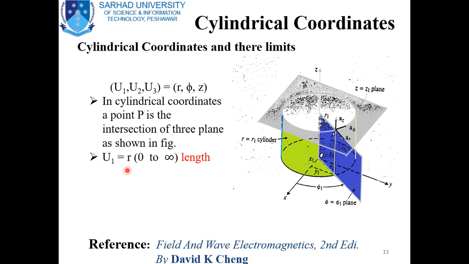u1, which represents r, varies from 0 to infinity. r is the radius of the cylinder, representing a length dimensional quantity. u2, which is equal to phi in this case, is known as the azimuthal angle, and this angle varies from 0 to 2 pi. And u3, which represents z, can vary from 0 to infinity or from minus infinity to plus infinity, and this is again a length dimensional quantity.